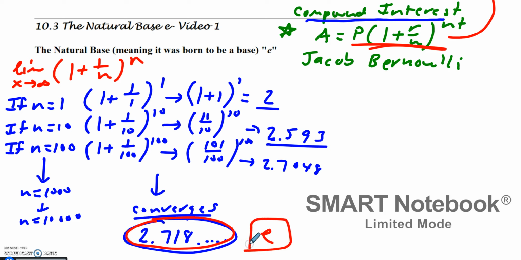Just like pi is 3.14 and continuing on, e is really equal to 2.718 and so on, and that's the number that's programmed into your calculator. And so that is how the number e was discovered, and that's why we can use it with logarithms, and it's called the natural base.